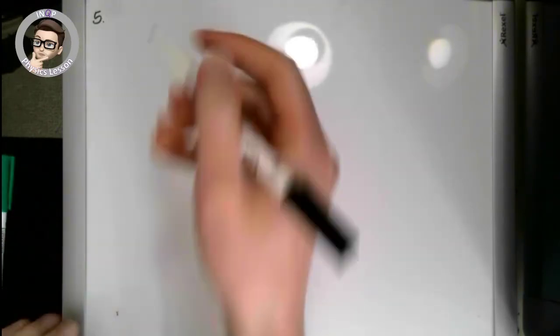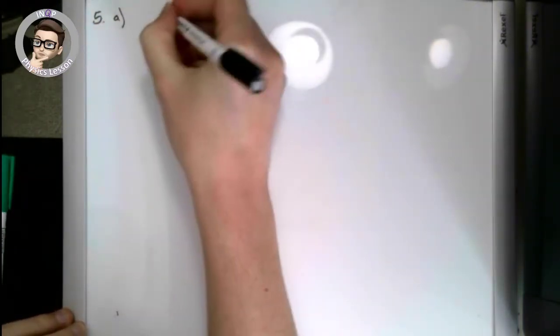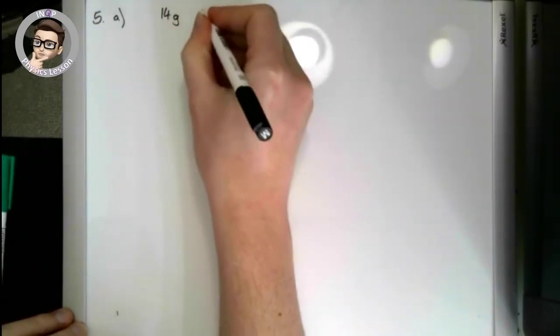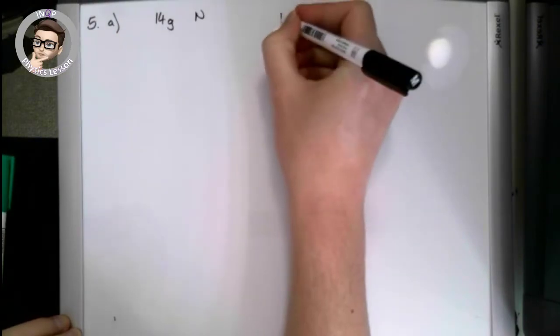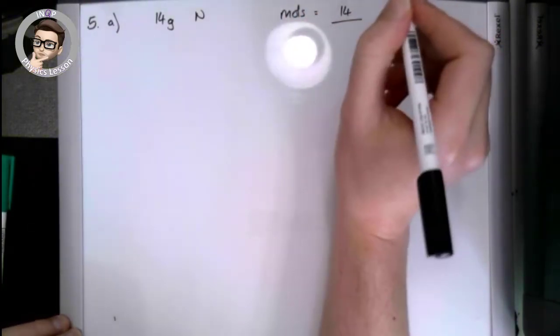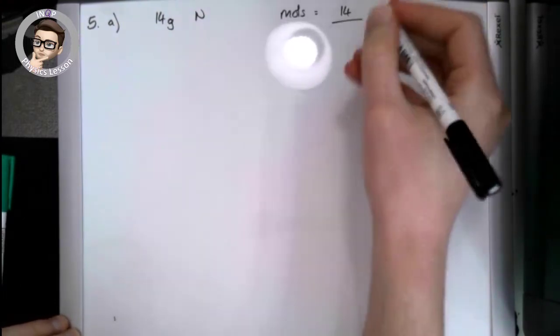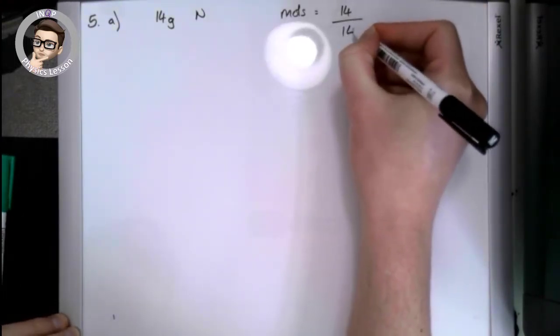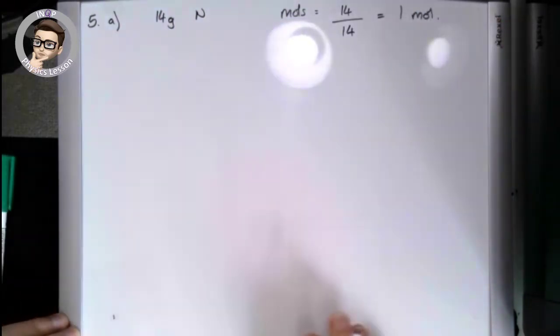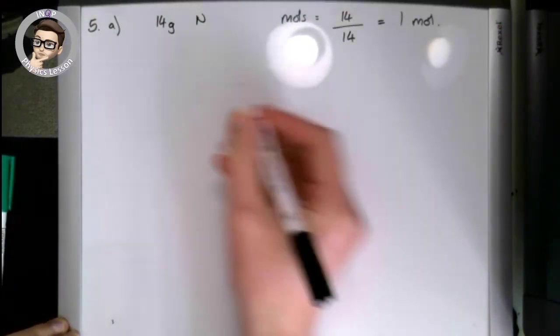Okay, well done, ladies and gentlemen. Let's have a go through some answers though. So 5 part A, we have got 14 grams of nitrogen. So the number of moles is going to be equal to the mass, 14, divided by the relative atomic mass of nitrogen, which is also 14. So we've got 1 mole of nitrogen.